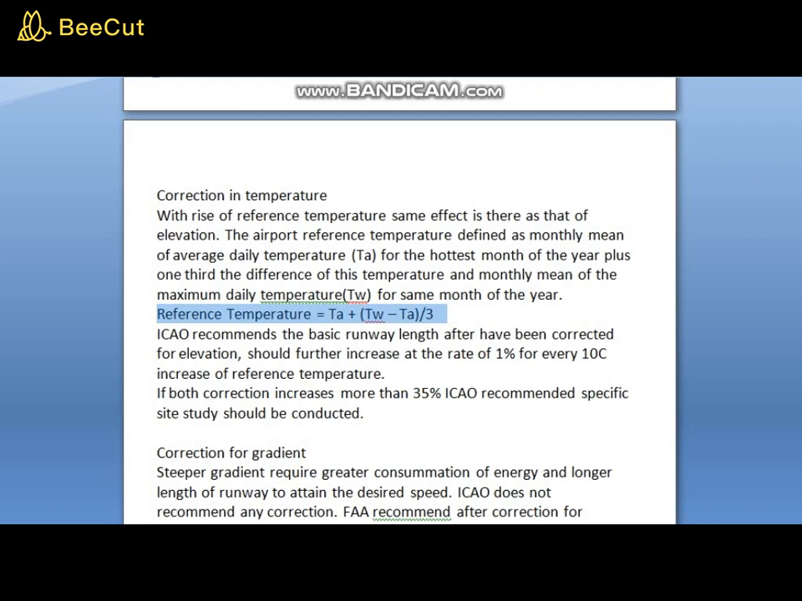This should be done only after the correction of elevation. Then correction for temperature has to be done: 1% for every 10 degrees centigrade increase of reference temperature. And one more thing, there is a check for this also. If both corrections increase the length by more than 35%, ICAO recommends a specific site study should be conducted. It means that both corrections, elevation plus temperature, should not be more than 35% of the original runway length. If this occurs, a specific site study has to be conducted.